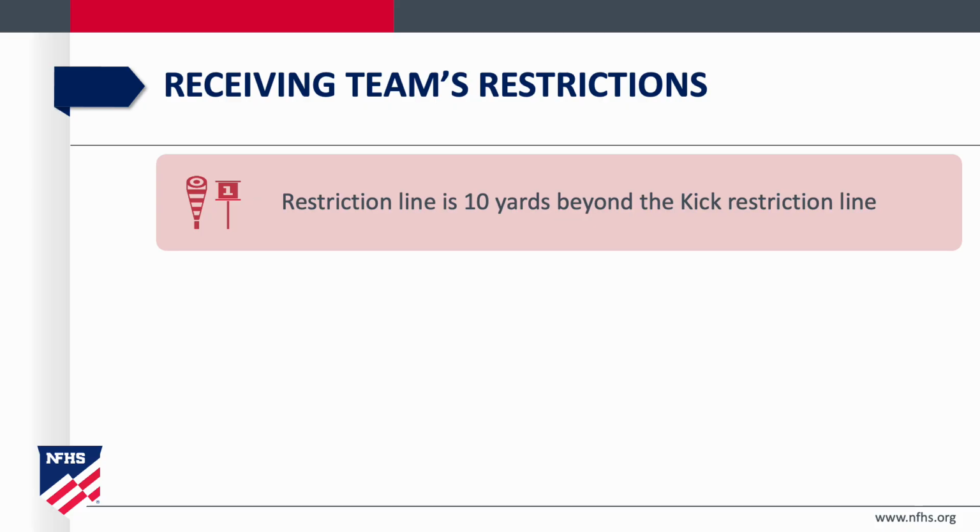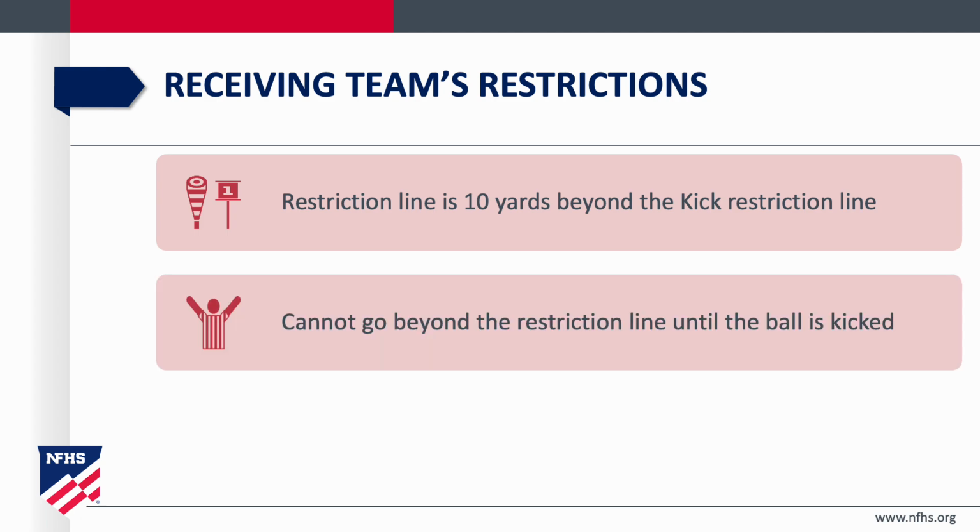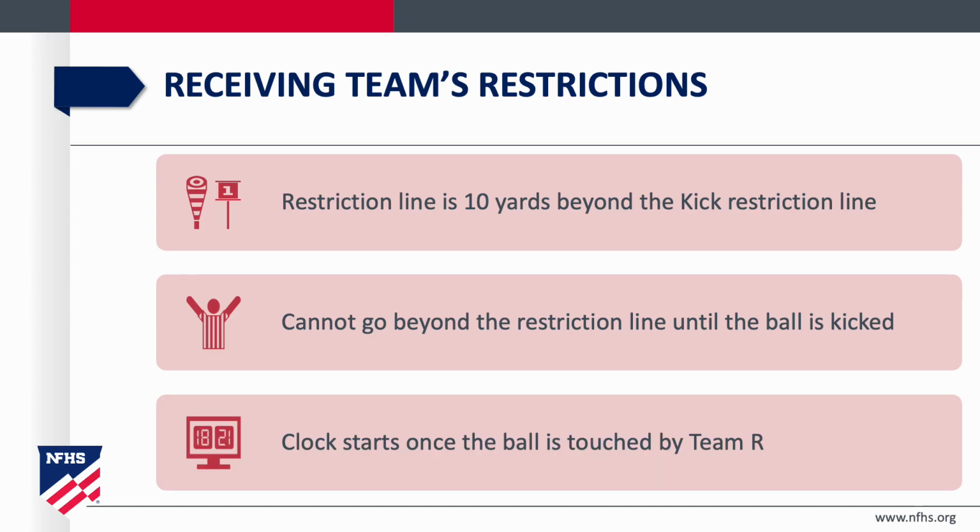The restriction line for the receiving team is 10 yards beyond K's restraining line. So for a normal kickoff, this line is the 50, and for safeties, the line is K's 30. Team R cannot cross the line until the ball is kicked. We should enforce this similar to how we do Team K for encroachment. We can use preventive officiating here as well as with K when they are lining up. Players can be told to stay off the line if they are getting too close, just to make them aware of their positioning on the field.